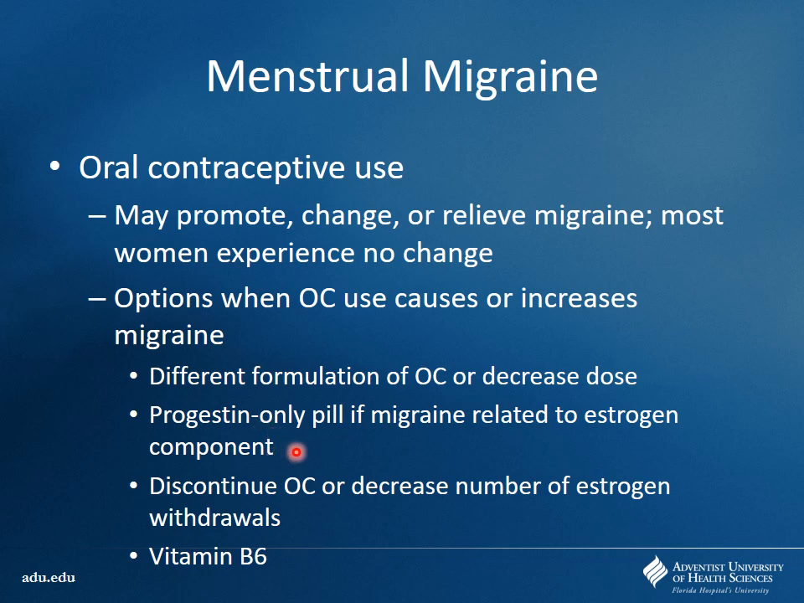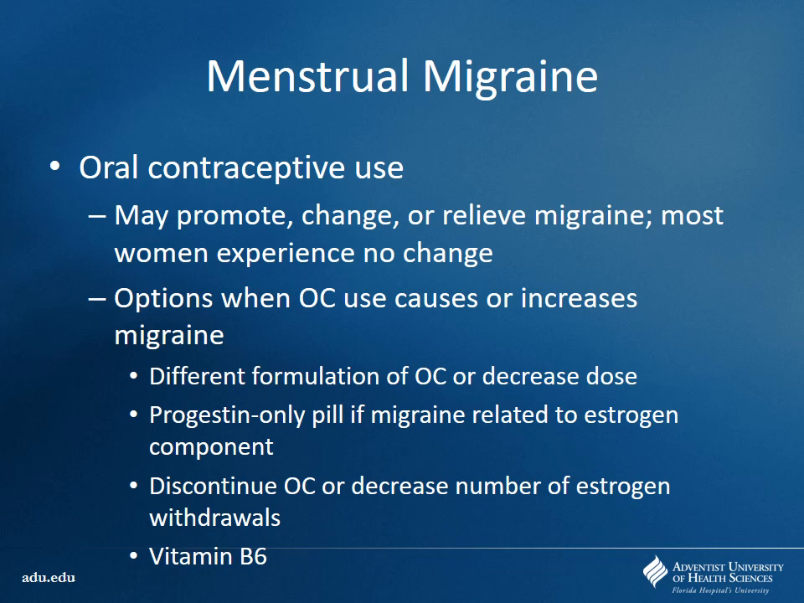But if you can switch over to progestin-only, that may be better for some of them. And then some people will either discontinue use altogether, or you can use a continuous treatment or actually decrease the number of estrogen withdrawals. Normally, with a normal pack of oral contraception, you would take it for 21 days, and then you have basically 7 days worth of placebo pills, right? And then you restart the whole cycle again.